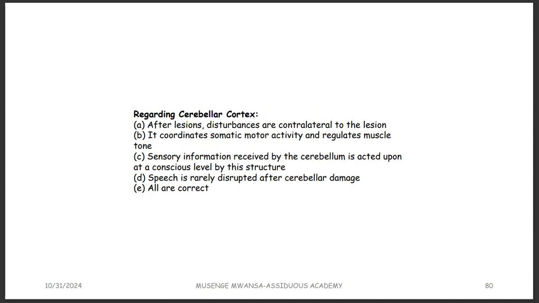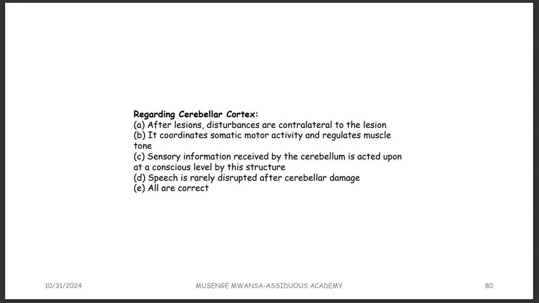Regarding cerebellum, after lesions, disturbances are contralateral to the lesion. It coordinates somatic motor activity and regulates muscle tone. Sensory information received by the cerebellum is acted upon at a conscious level by this structure. Speech is rarely disrupted after cerebellar damage. All are correct. B. It coordinates somatic motor activity and regulates muscle tone. That's correct. But do we have any other answer that appears to be correct?